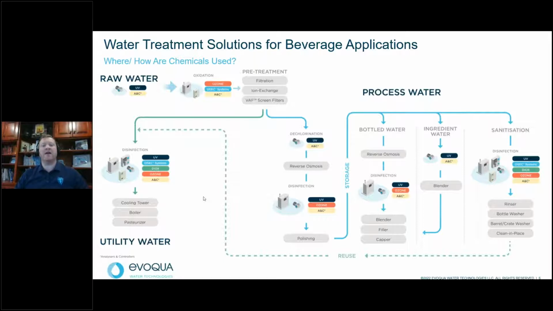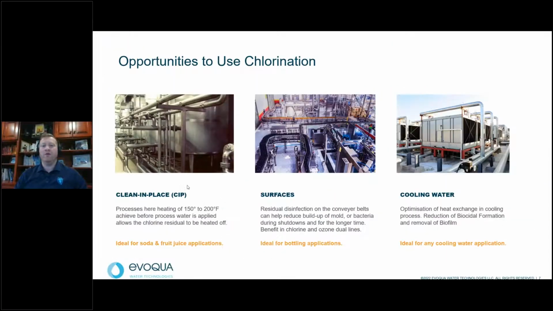Specifically for our focus today, chlorine-based solutions can be used in many ways in the beverage industry for disinfection against microorganisms. The key ones we will work through here are clean in place, also known as CIP, surface disinfection and sanitization, and cooling water applications. So as mentioned on the previous slide, these are really the three applications where we see chlorination successfully used today in the beverage industry.